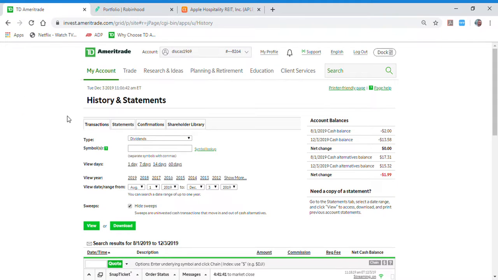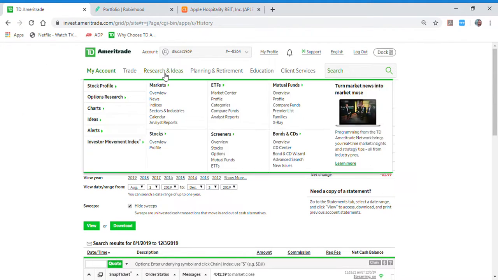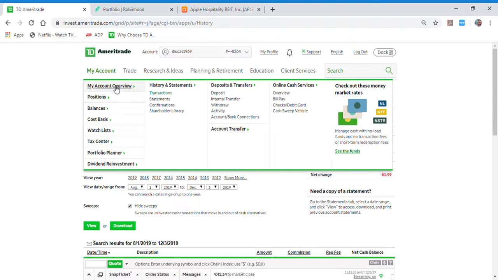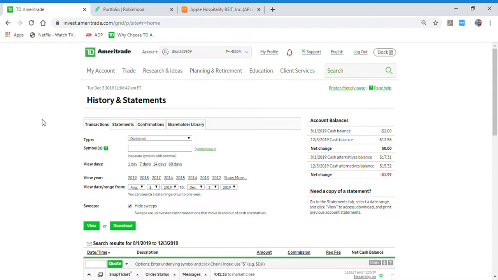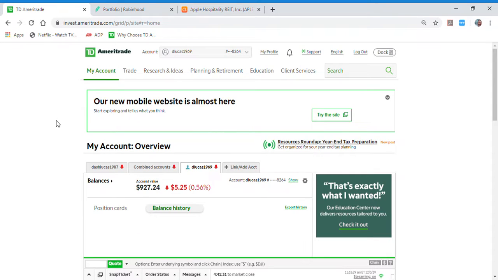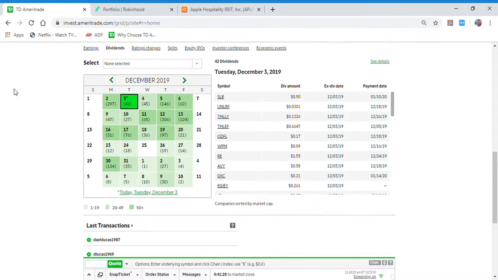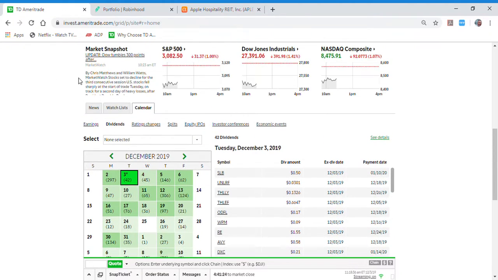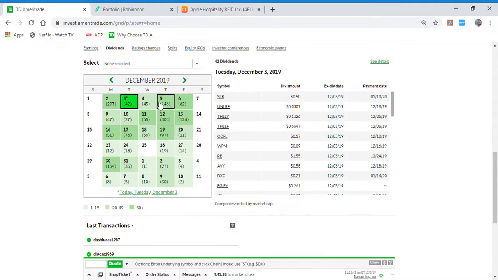Now, TD Ameritrade, they have similar things as well. I'm going to go to my account overview. We've been here. You know what this is. But what you do is down here, in TD Ameritrade, they've got this section down here, News, Watch List, Calendar. You can go to the calendar, click on Dividends. This will give you the current month. Of course, you can switch through the months this way.